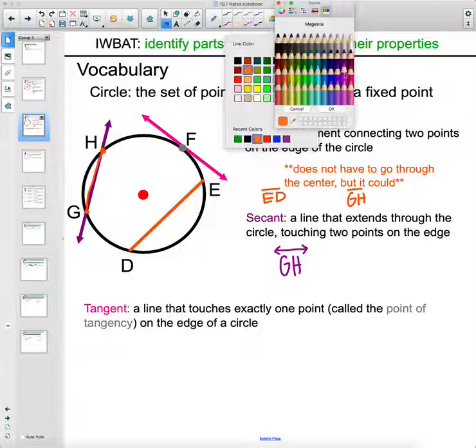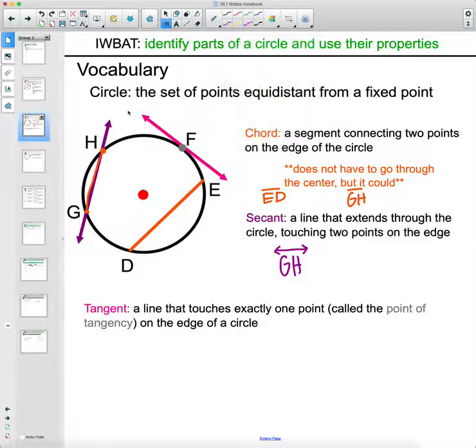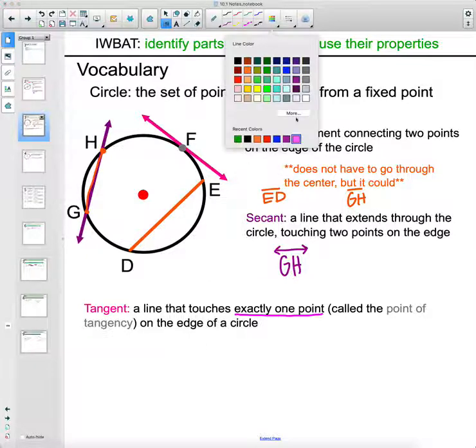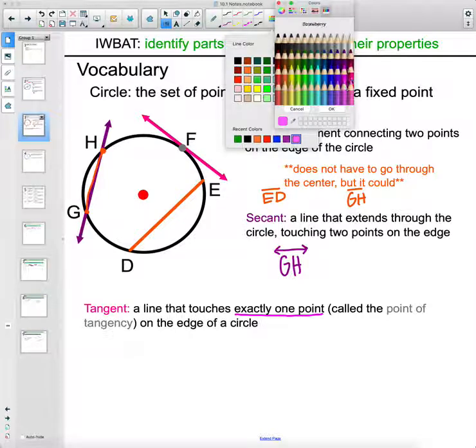Then we have a tangent. Okay, a tangent line is a line that touches exactly 1 point. Okay, so exactly 1 point, not more, not less. It's a line that touches right at that point, okay, 1 point on the circumference. And so when we name this line here, trying to figure out what color I had.